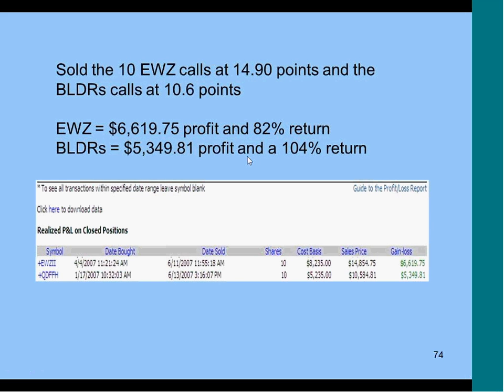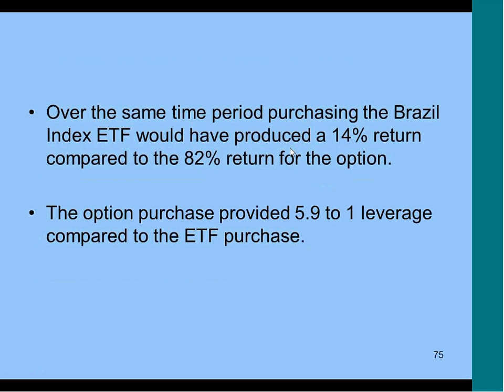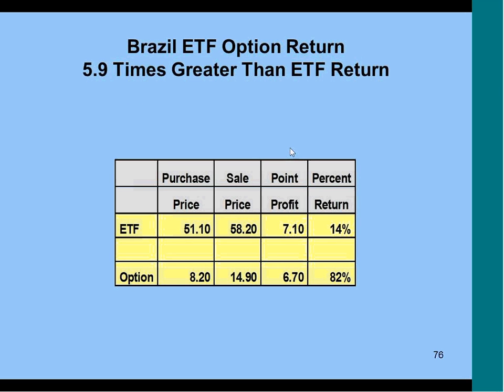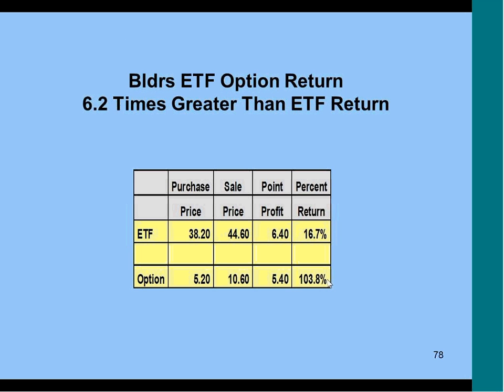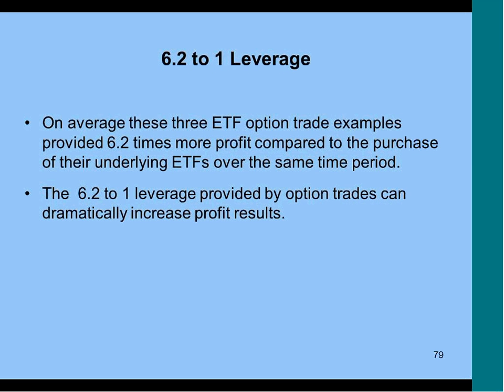Over the same period of time, the Brazil ETF produced a 14% return versus 82% for the option. And the Builders ETF had a 16% return versus 103% for the option. So again, these options allow you to get a higher rate of return compared to the ETF over the same period of time. And on average, those 3 trades that I took had about 6.2 to 1 leverage compared to the underlying ETF.